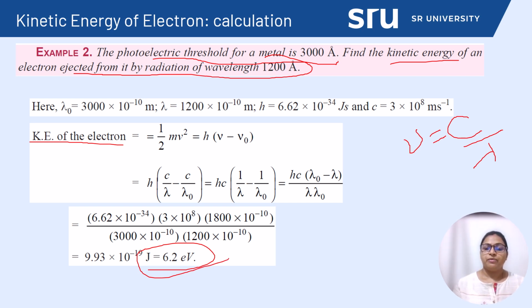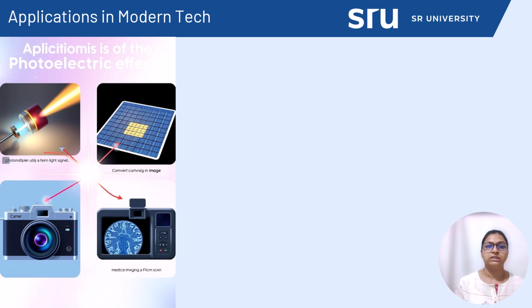So this was the beautiful and very nice explanation by Einstein of the photoelectric effect and these equations. In our recent modern tech, where we use photoelectric emission, there are several applications of the photoelectric effect, starting from converting sunlight to electricity in solar cells. It is also used in photo detector devices, and in cameras. These are the various applications in modern tech.